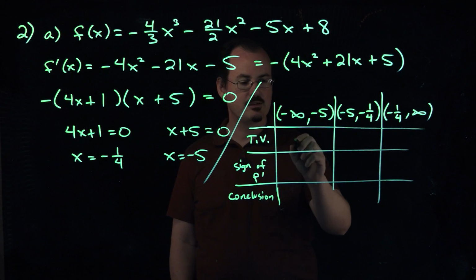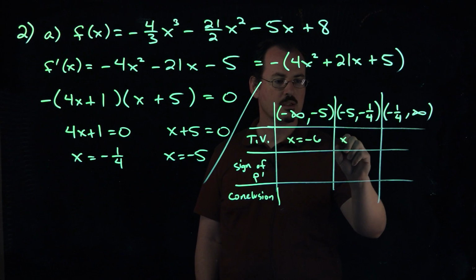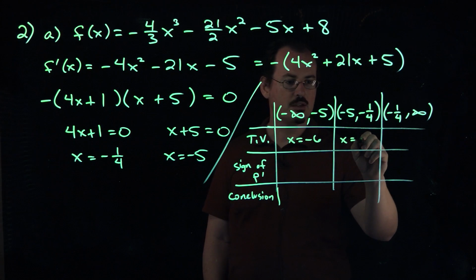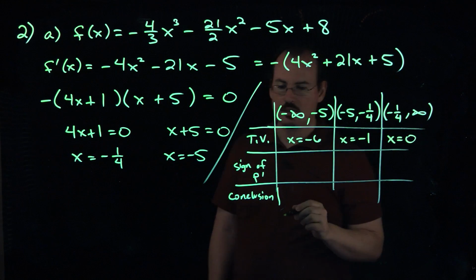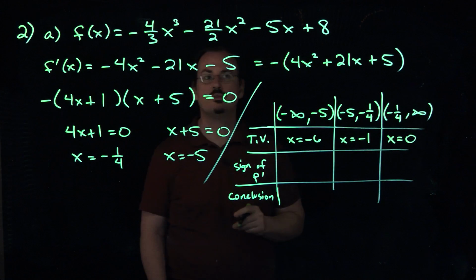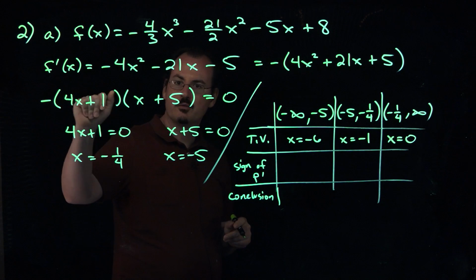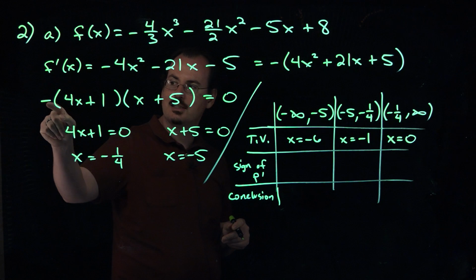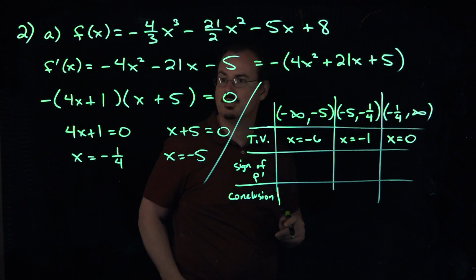Okay, so a good test value here, let's pick negative 6. Negative 1, I think, will work there. And then let's pick 0 for this last one. We want to plug all these numbers into the derivative. I think the fully factored form of the derivative is best to use, including that negative. So this is the derivative right here. We want to make sure and use that.